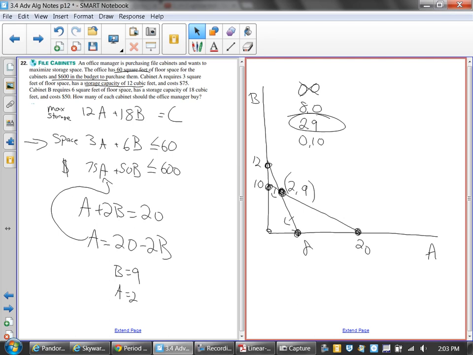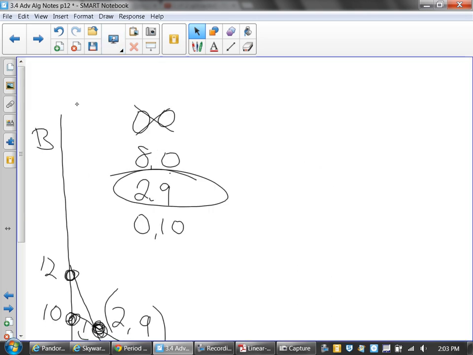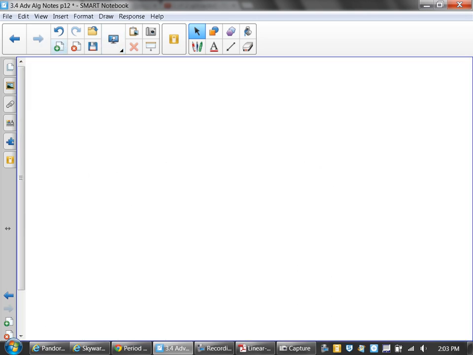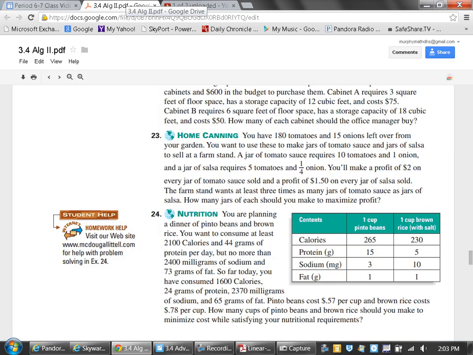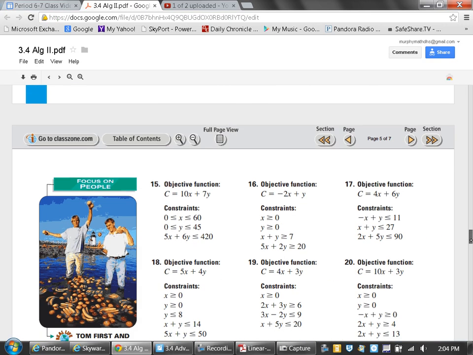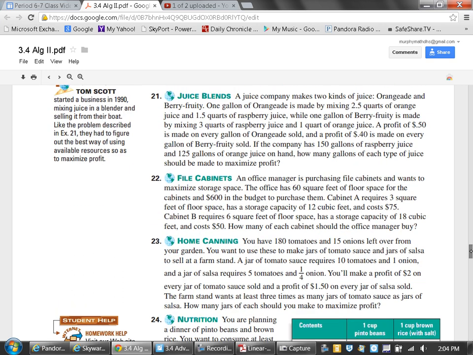So here's how you solve it. Now you see it from the screen for like a second. Let's go to the next one. Orangeade and the other one, Berry Fruity.